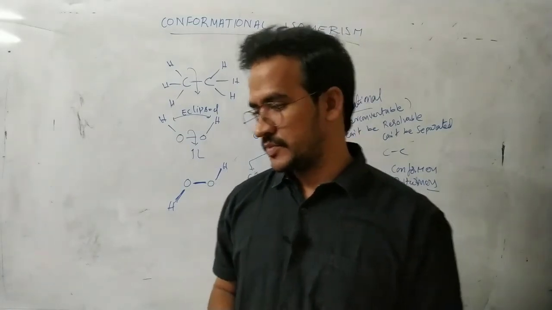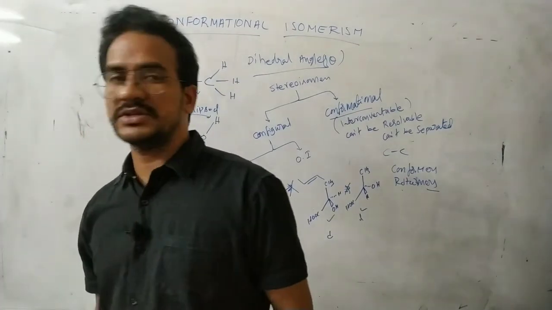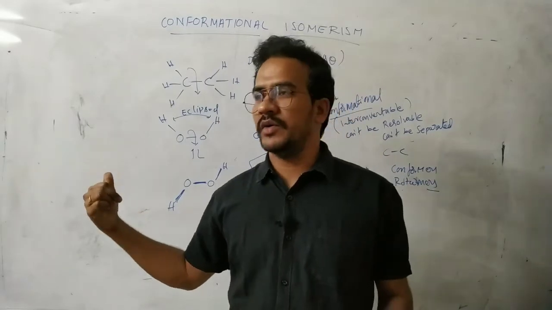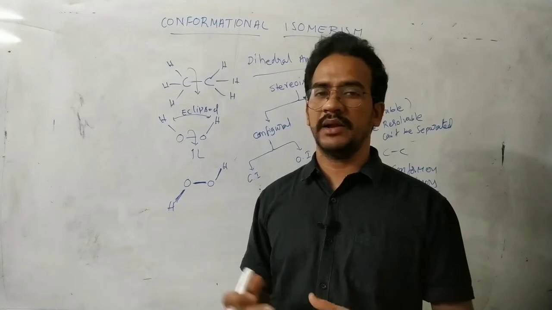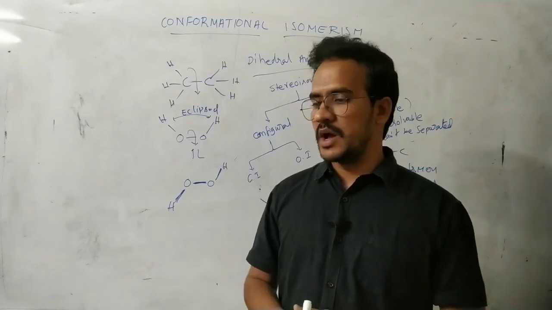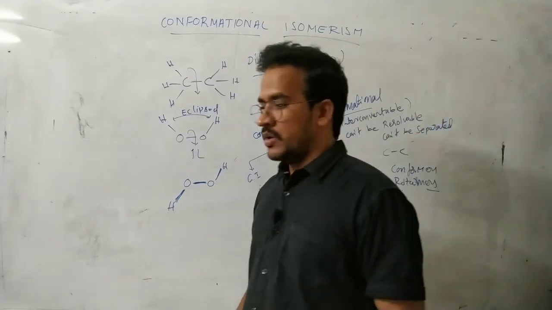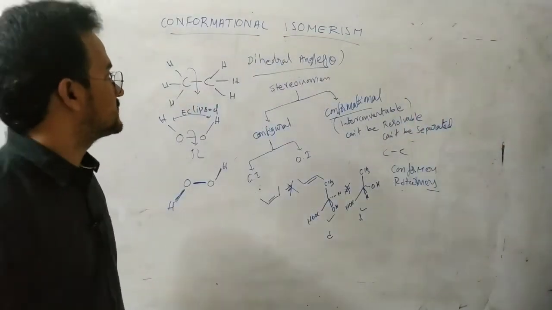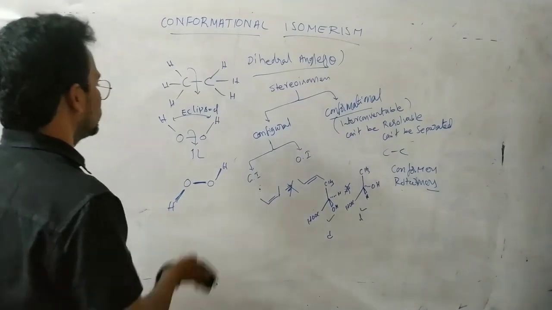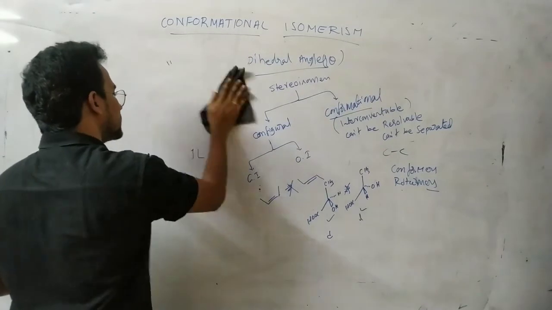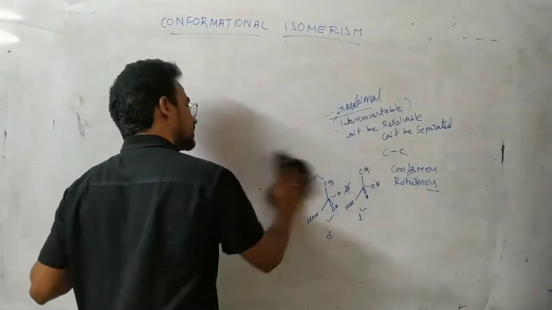Now let us study some definitions. The dihedral angle is one of the basic definitions here. The angle between two bisecting planes is the dihedral angle. And next, the point is how to represent these conformational isomers. Representation of conformational isomers.